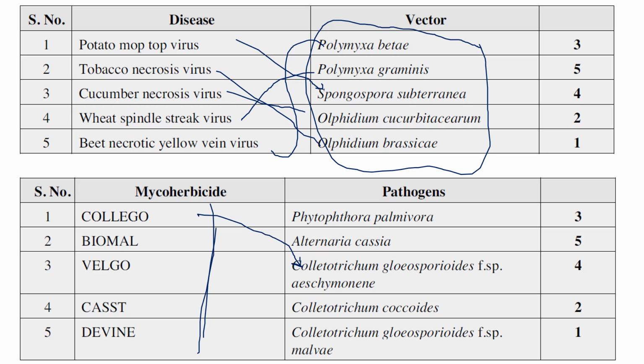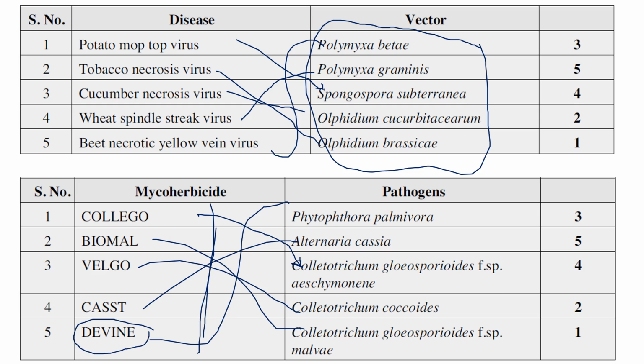This is also active against some kind of weed species. I think we have mentioned it in the section on biocontrol agents, please go through there. And BioMal is related to Colletotrichum gloeosporioides f. sp. malvae. Velgo, Colletotrichum coccodes; Casst, Alternaria cassiae; Devine, Phytophthora palmivora. Devine is the first patented mycoherbicide in the USA. Collego is the first mycoherbicide, but it is not patented; the first patented is Devine only.